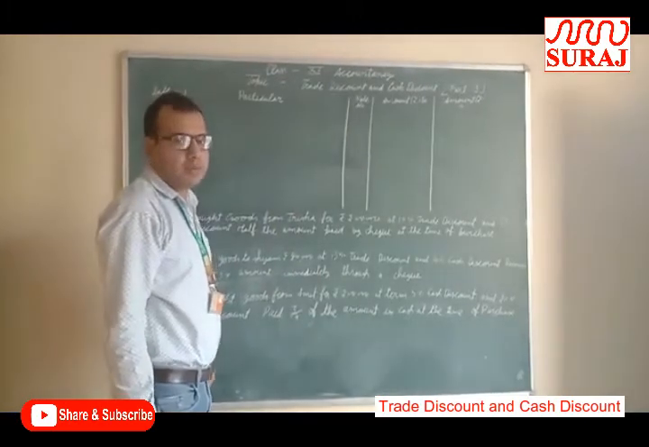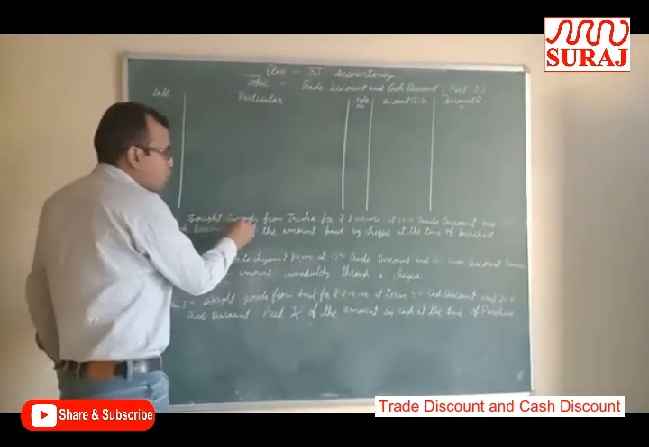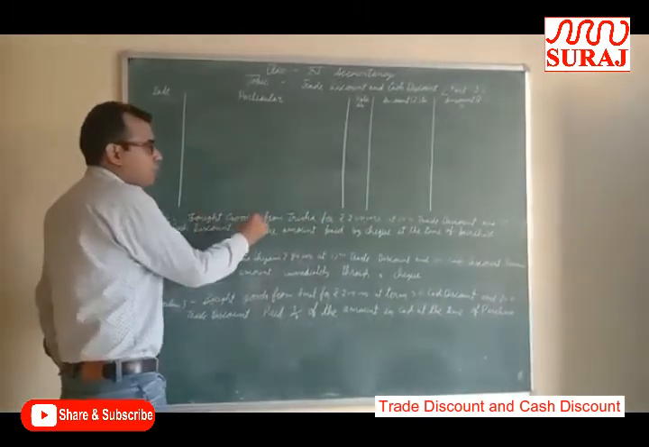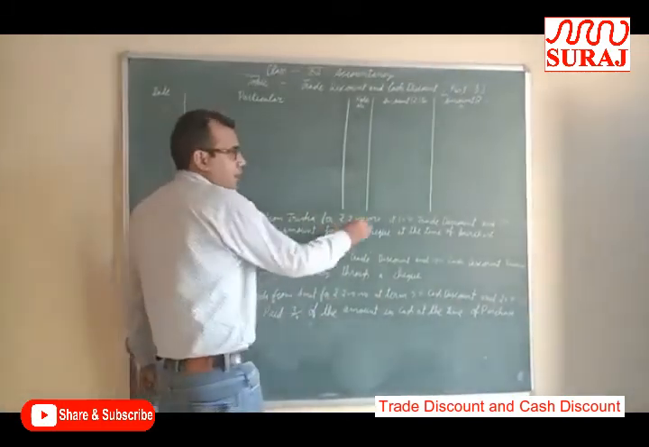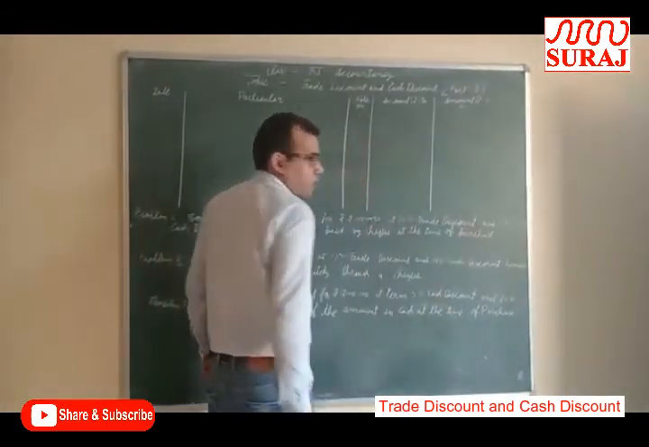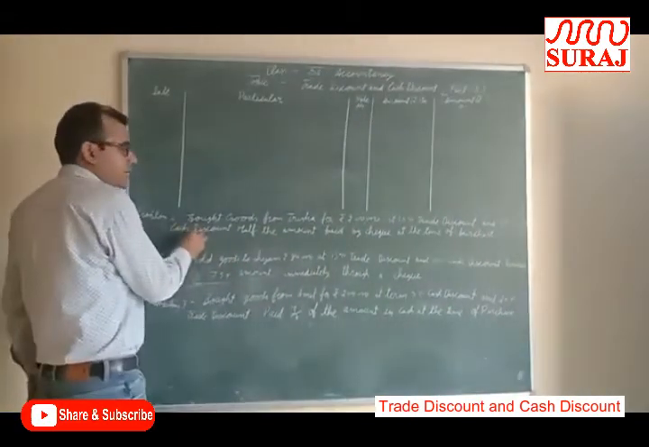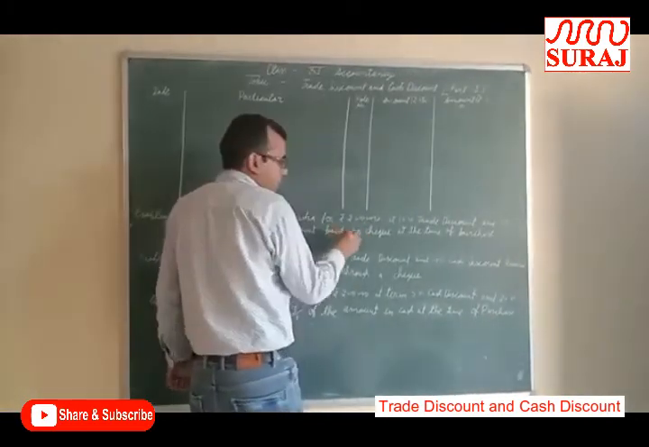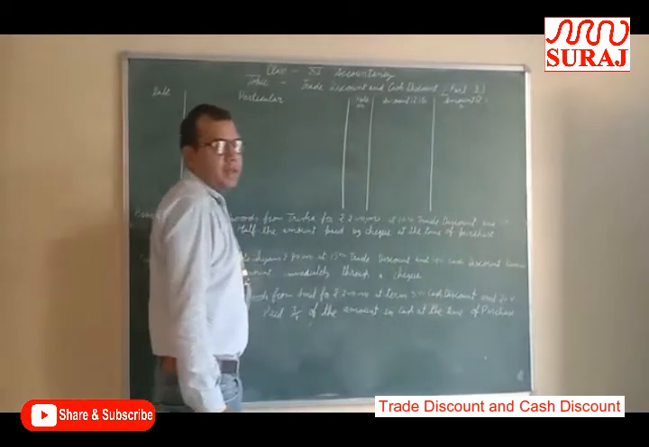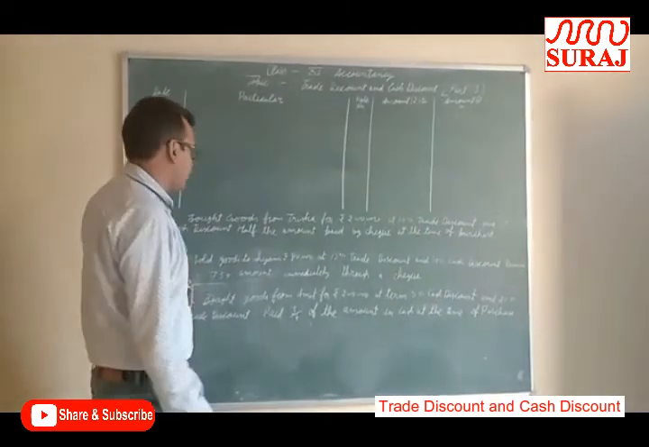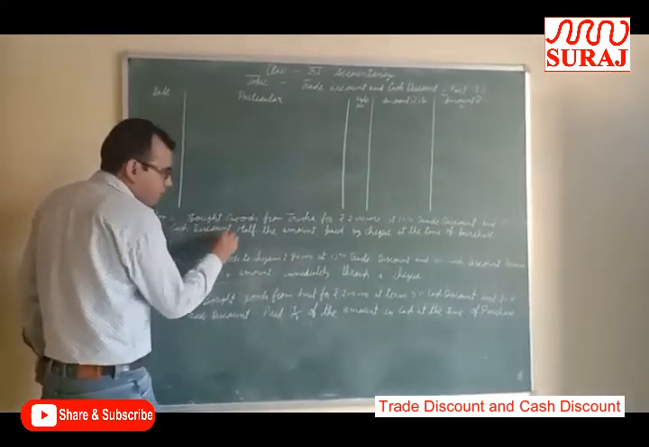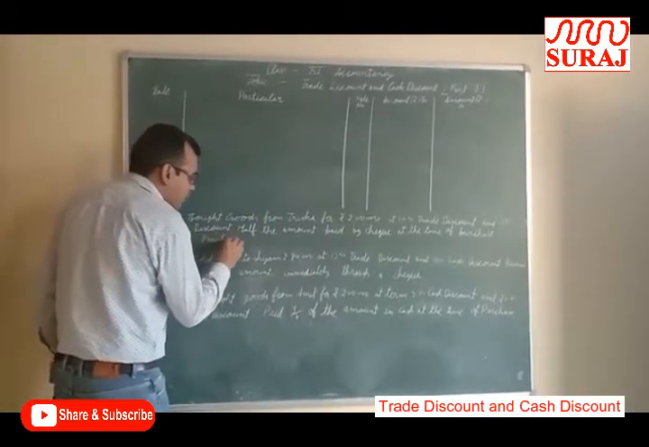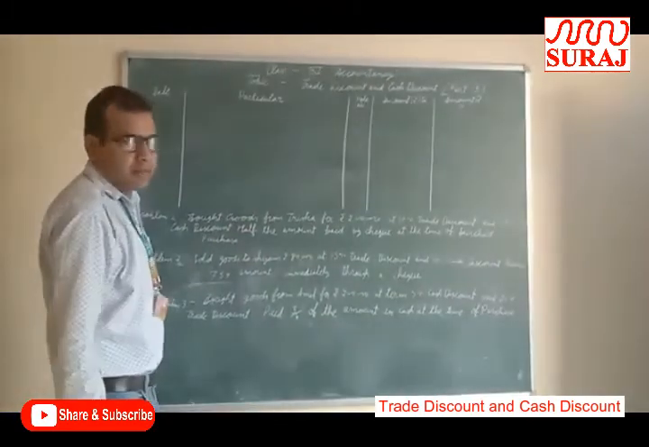Dear students, the first problem is: bought goods from Trisa for 2 lakh at 10% trade discount and 5% cash discount. Half the payment amount paid by check at the time of purchase. Bought means purchase goods from Trisa, so it is purchase.